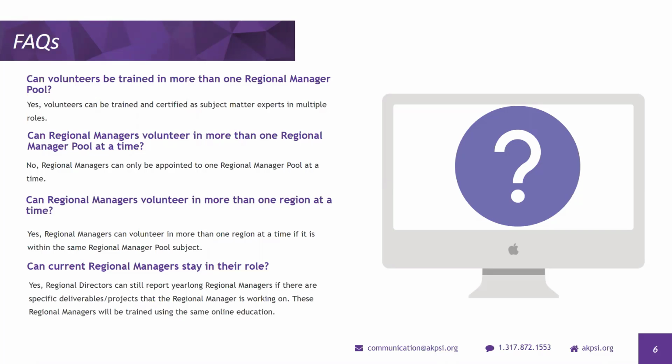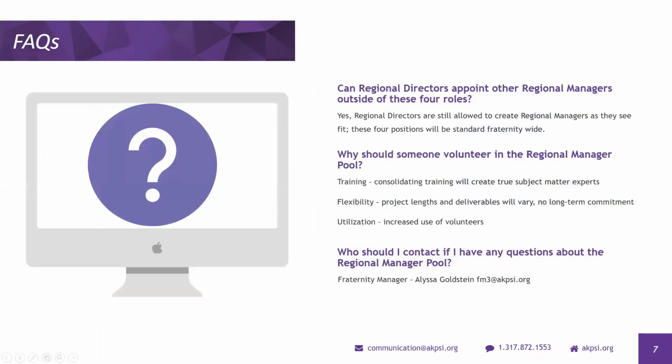Regional directors can still appoint year-long regional managers, provided that there are specific projects and deliverables that the individual is working on. All year-long regional managers will also be trained using the same online education system. Additionally, regional directors are also still able to appoint other regional managers outside of these four roles. These four positions will be trained and standardized fraternity-wide. At a later date, the fraternity may review and add additional subjects to the regional manager pool.